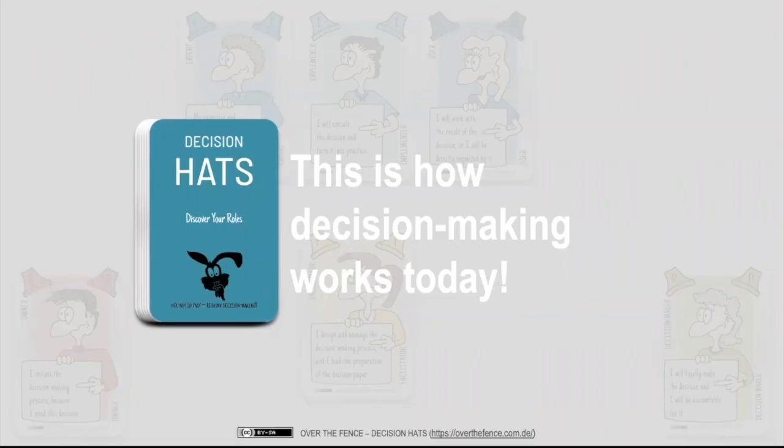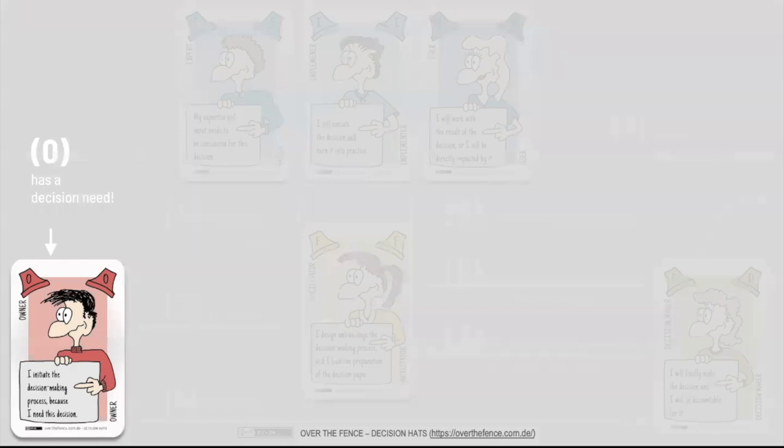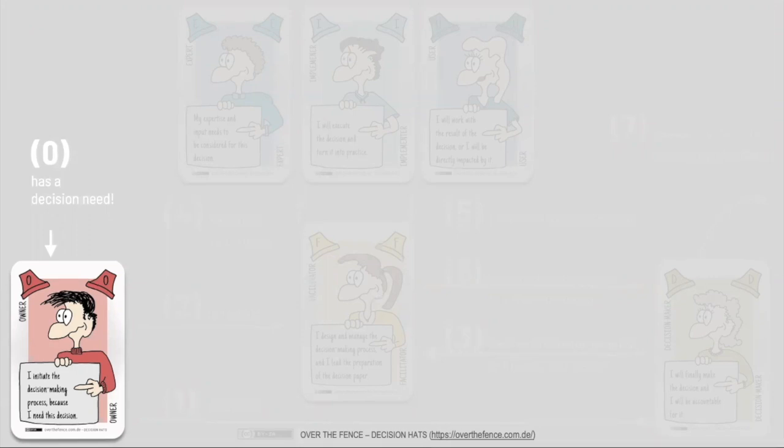This is how decision-making works today. At least it should work that way. The process starts with the owner of the decision-making process. The owner is a person who has the need for that decision and thus initiates the decision-making process. So if we don't have an owner, we don't have a decision need, and as a consequence, we don't have a decision-making process. Once we know the owner or the owners, these guys have 2 responsibilities.